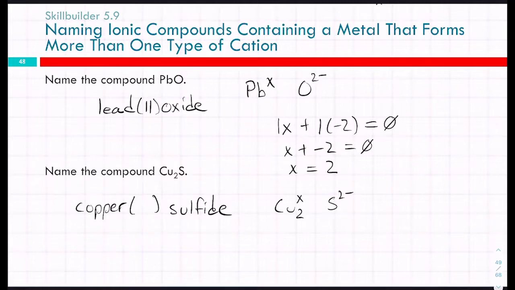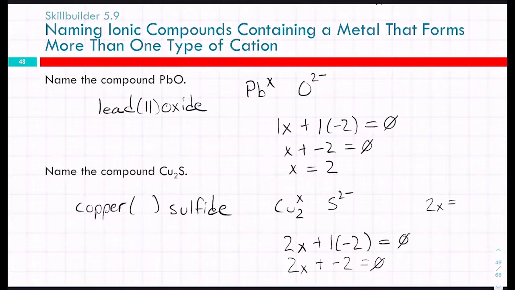So then we'll do 2 times X plus 1 times the -2. That was 0. So 2X plus a -2 is equal to 0. Ran out of space. So 2X equals 2. So X equals 1. So the charge on copper is just 1. And that's a Roman numeral, not a 1.